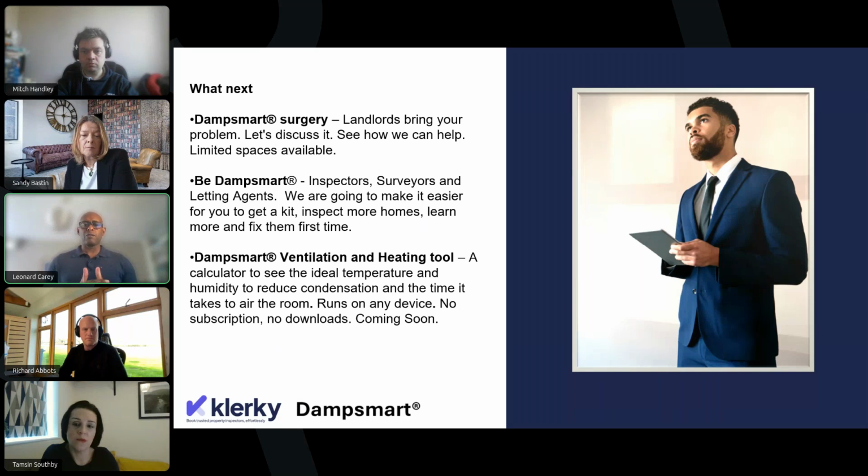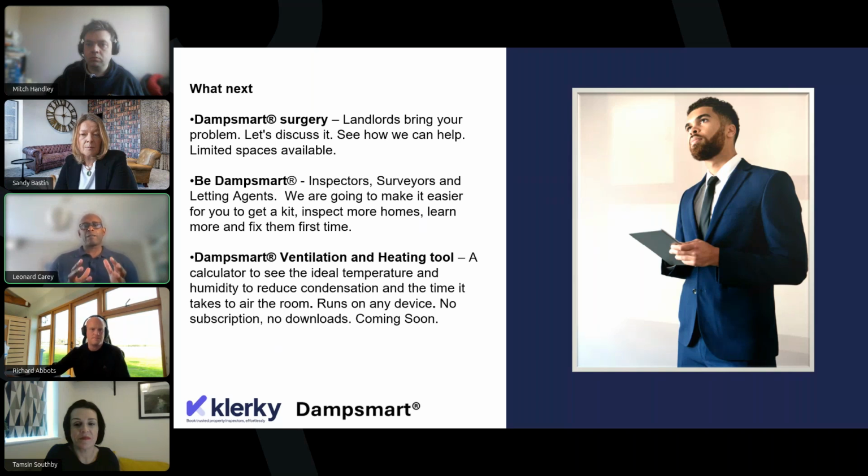So we're going to be doing a few things with our friends, TDS and Klerky and Inventory Hive. We're going to be starting some DampSmart surgeries. I know that every day I get a call from a landlord saying, "I've got this problem, what do I do?" We want to formalise that a little bit, but offer it out as small groups or even one-to-ones, where we can have those surgeries with people and start to look at what their problem is and see how we can help. Be DampSmart, be the smartest person in the room.